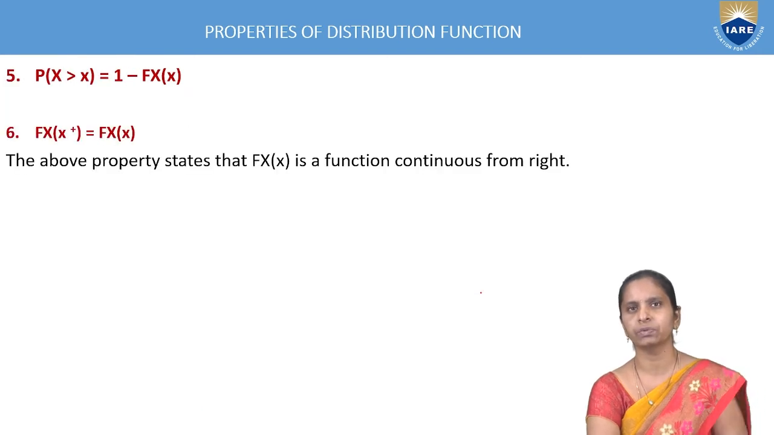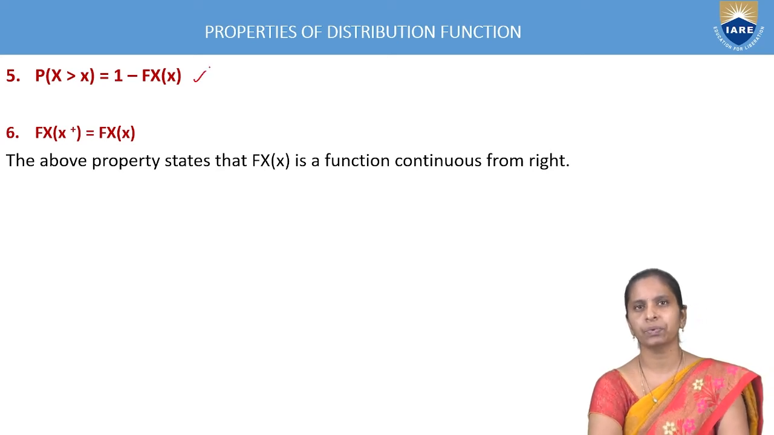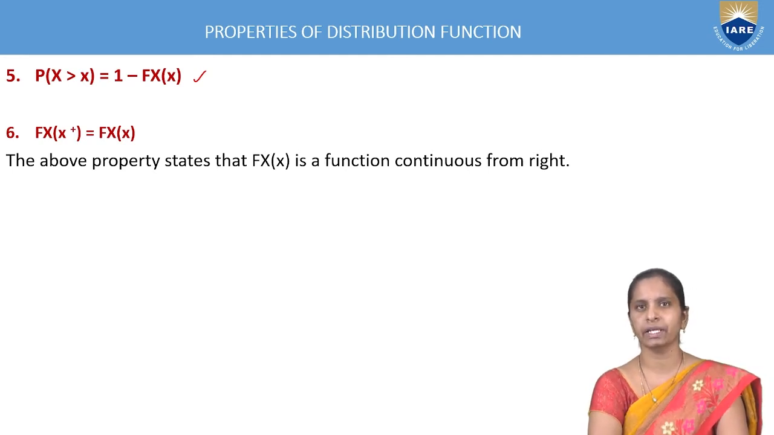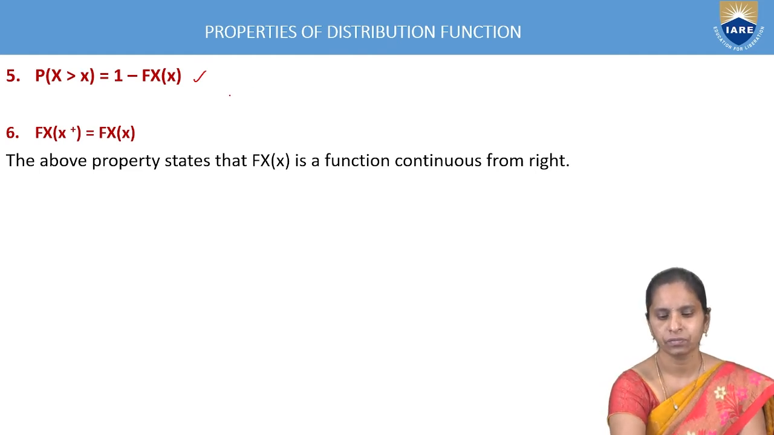So, let us go for the fifth property. What is the fifth property? It states that the probability of the event X greater than x is equal to 1 minus Fx of x. So, how can you write X greater than x as? You can write this as what?